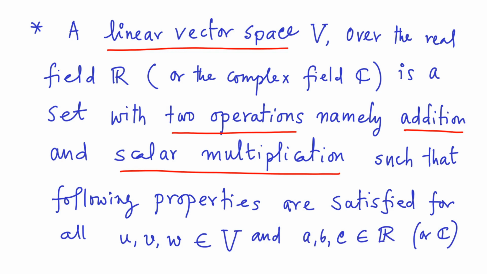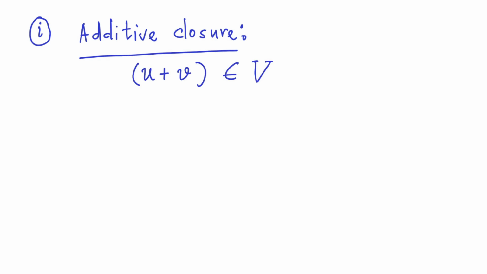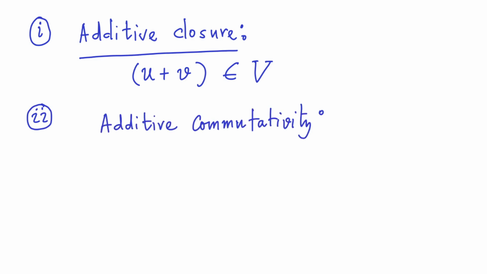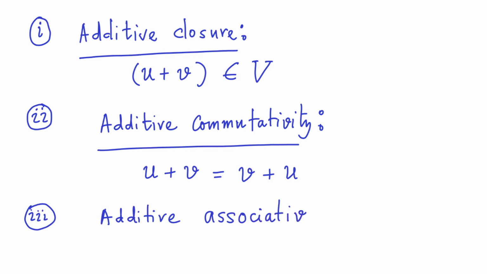And the properties are: number one is called additive closure. That is, if u and v are two vectors that belong to the set capital V, then if you add them, the result should also be a vector which also belongs to the same set capital V. The second property is called additive commutativity. It doesn't matter whether you add u to v or you add v to u, the resultant vector should be the same. The third property is known as additive associativity.